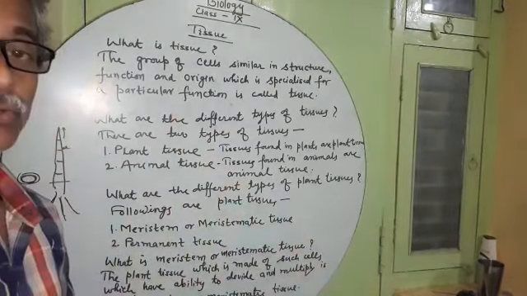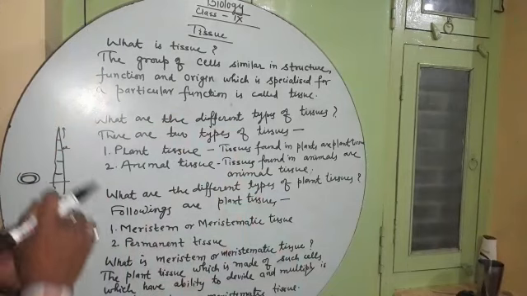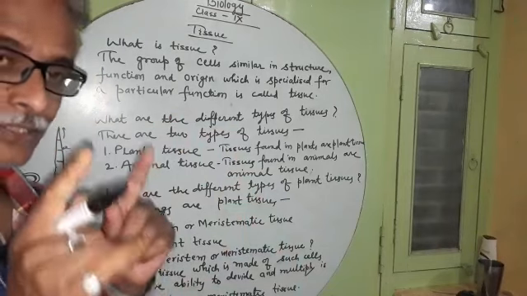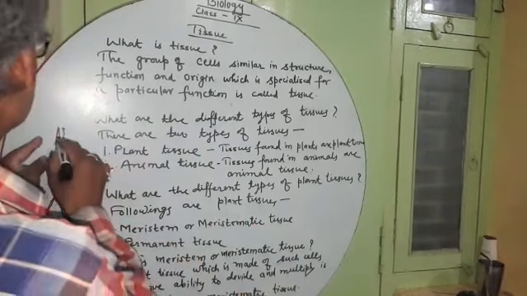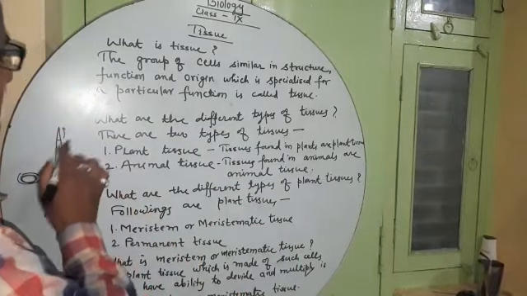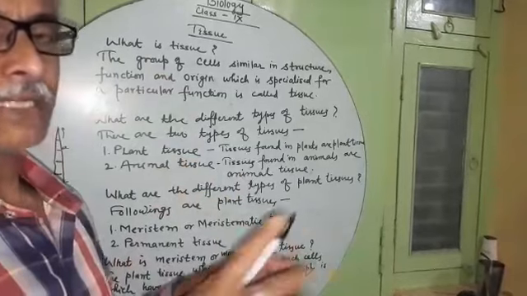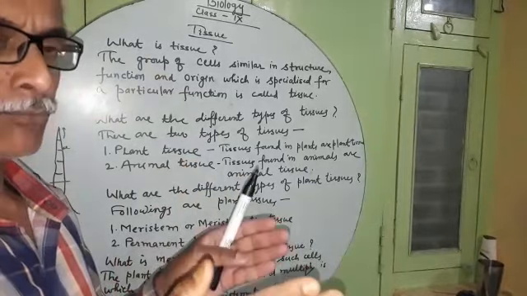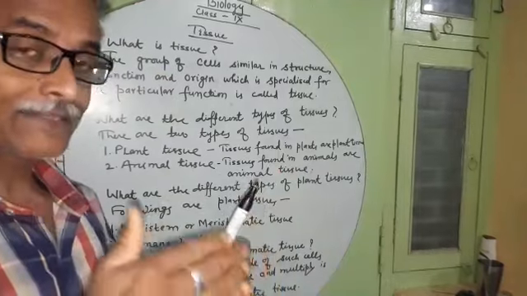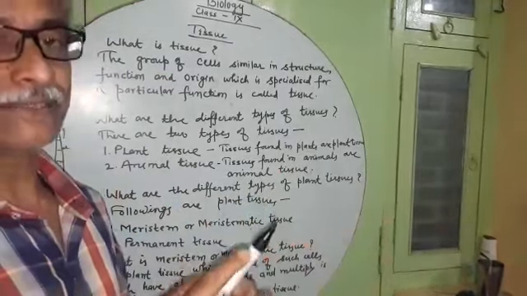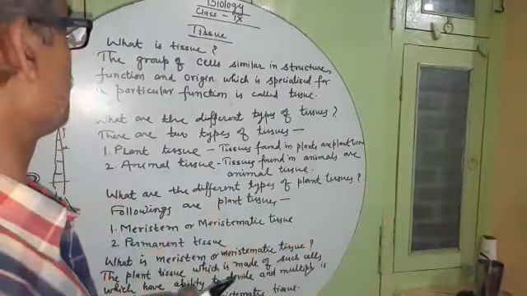Why does it happen so? Why does growth take place in these regions? It is so because the cells found there divide and redivide, and their number increases. As the number of cells increases, growth takes place.